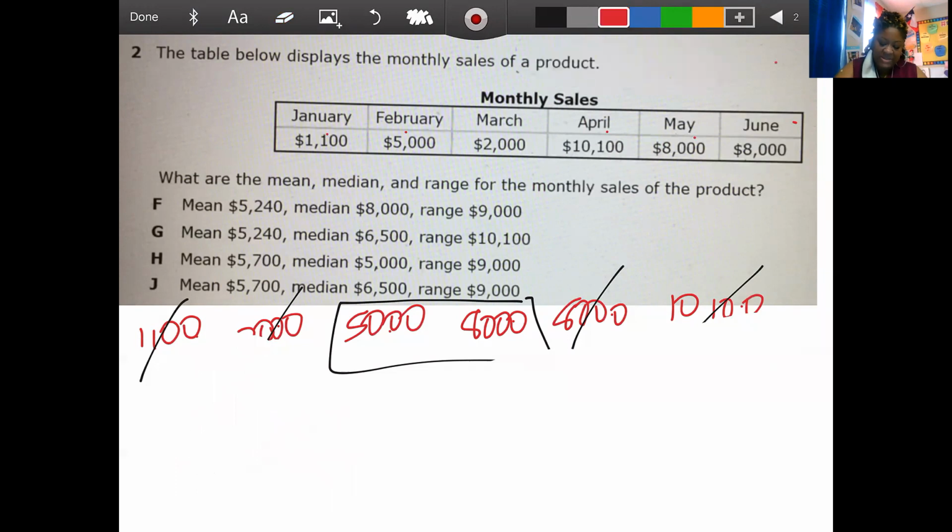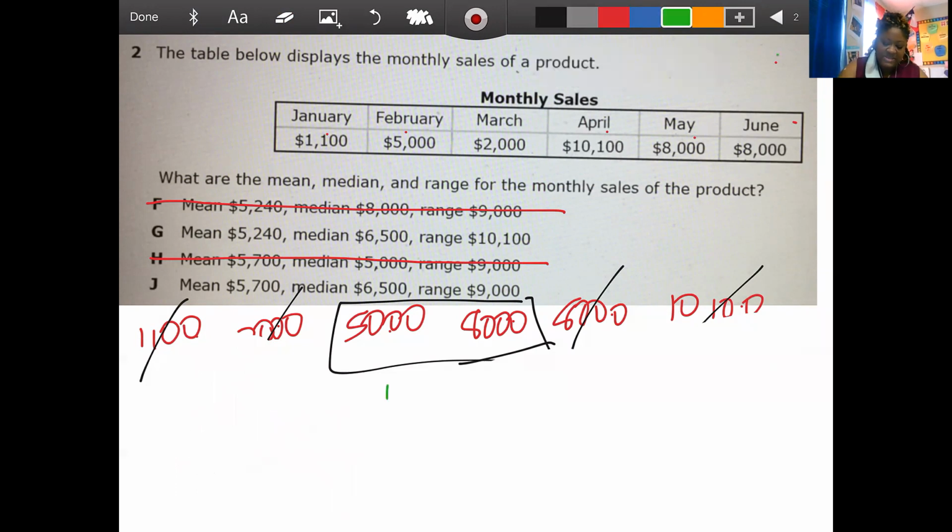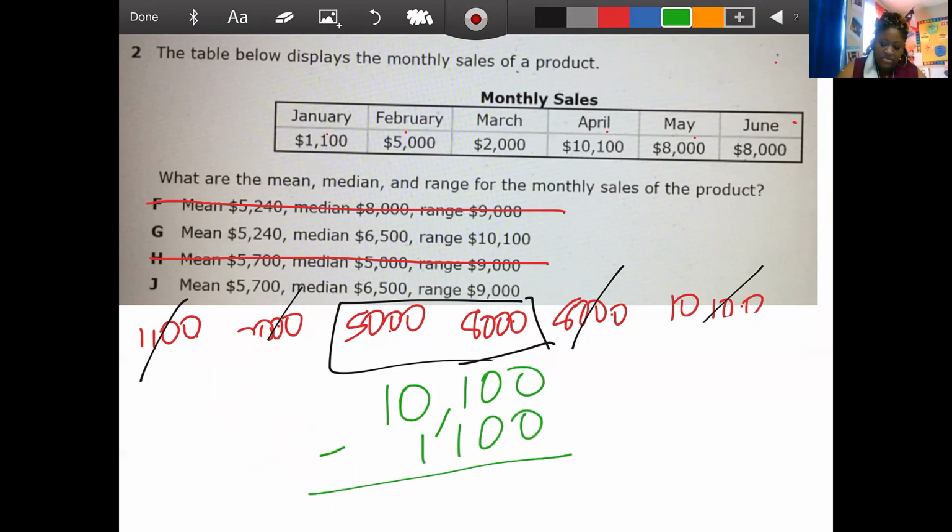Okay, so which answer choice has a median of 6,500? Not F, not H. So it's either going to be G or J, okay? G or J. So the range is the next easiest. The range is subtracting the least from the greatest. So the greatest is 10,100 minus the least, 1,100. So just subtract those and see what you get. 0, 0, 0. Borrow, borrow. So 9,000. So the range is 9,000. That means the numbers go from 1,100 to 10,100. The range in between is 9,000. So we could cross off G, so your answer would be J.